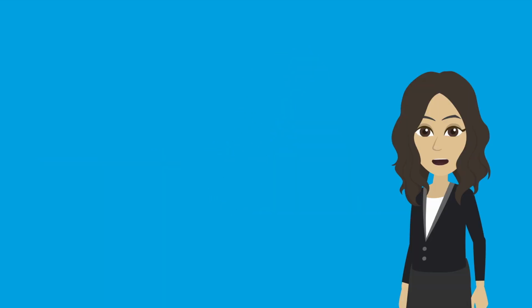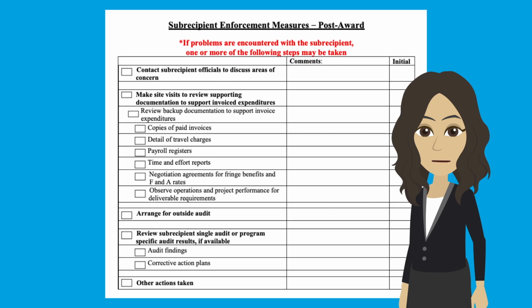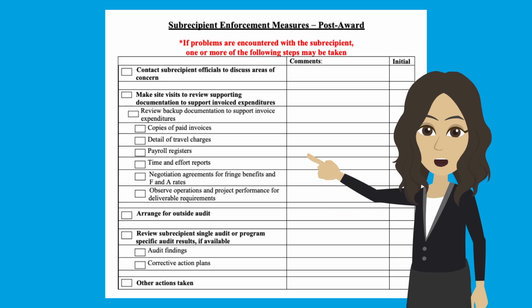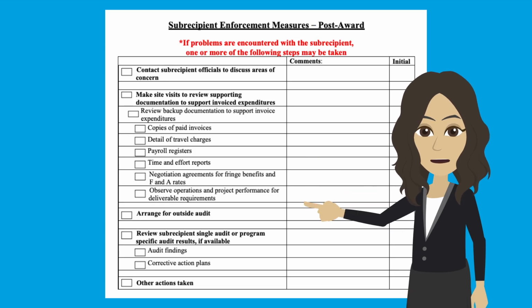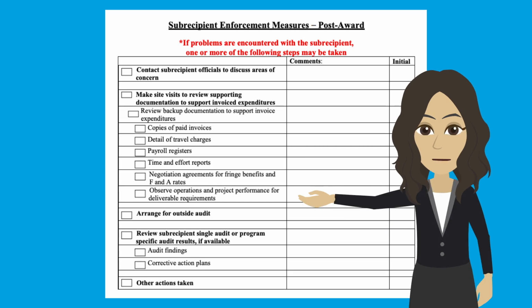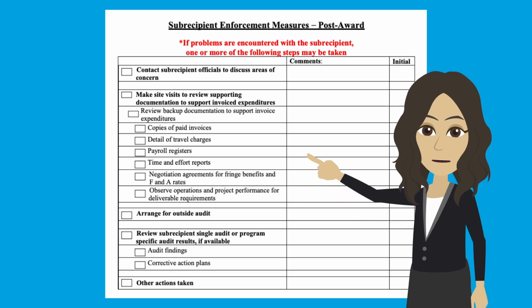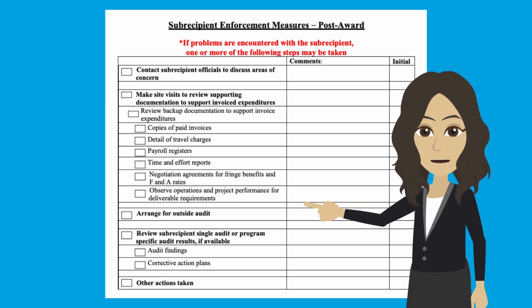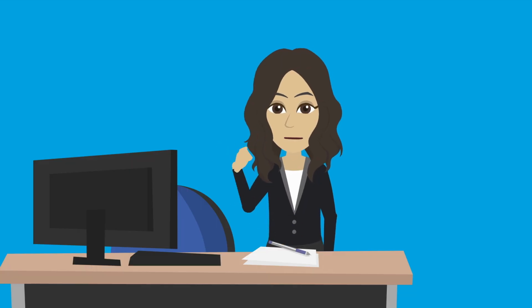If a subrecipient is non-compliant, see the enforcement measures checklist linked in the procedure for examples of enforcement steps that might be taken. These include contacting the subrecipient to discuss areas of concern, making a site visit to review documentation and observe operations and project performance, arranging for an outside audit, and reviewing the subrecipient's single audit or program-specific audit results if available. And that's it.